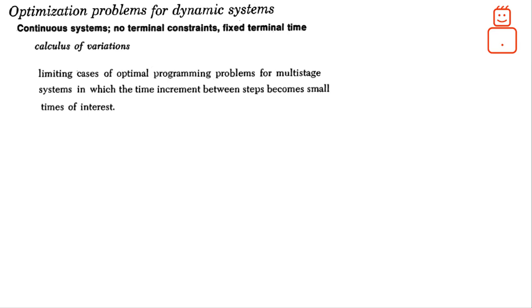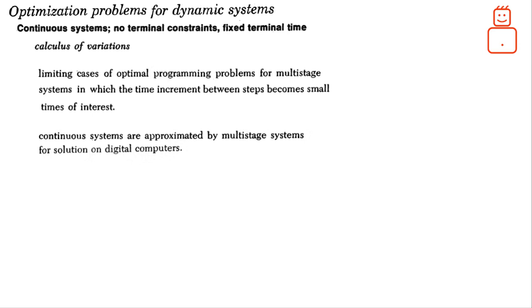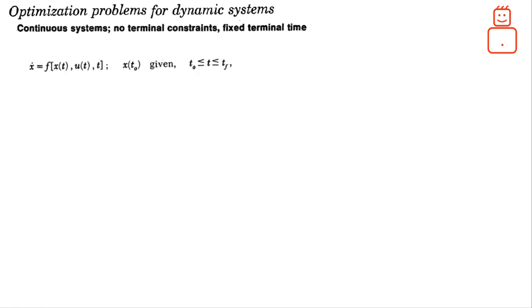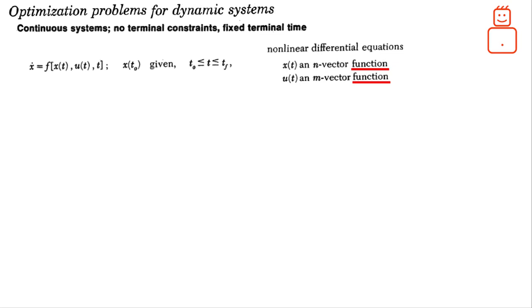Actually, the reverse procedure is more common today, where continuous systems are approximated by multistage systems for solution on digital computers. Consider the following dynamic: x dot is equal to function f of x of t, u of t, and the time t. This is a nonlinear differential equation in which x of t and u of t are n and m vector functions. Please keep in mind that here we are dealing with functions rather than discrete variables.